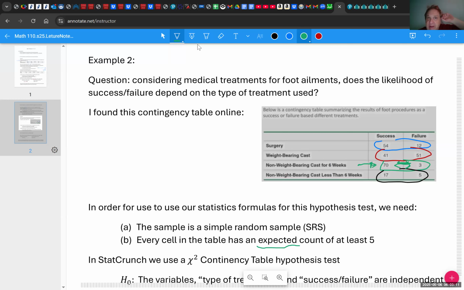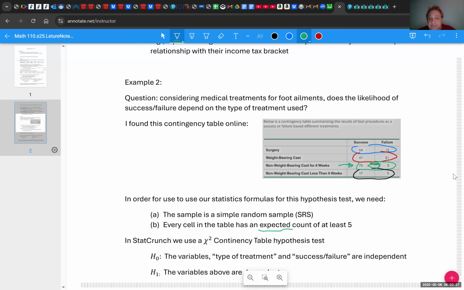So just keep that in mind when you're evaluating a situation to see if it satisfies the requirements for our statistics. All right, I'm going to zoom back out a little bit to make it a little bit easier to read the screen, for me at least, to see all the stuff together.